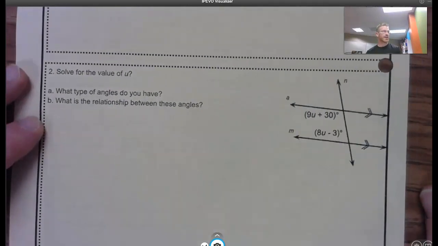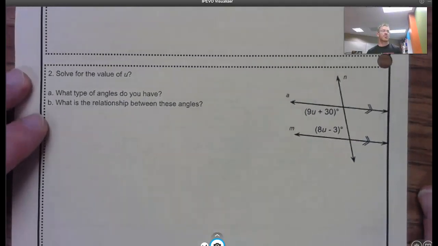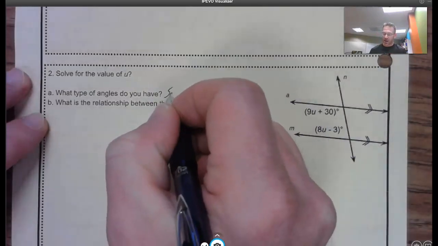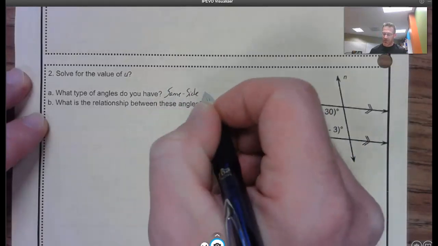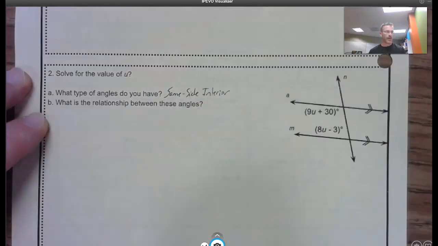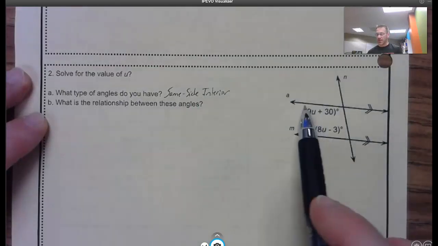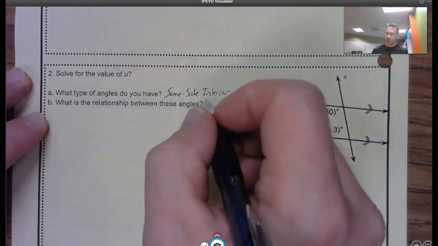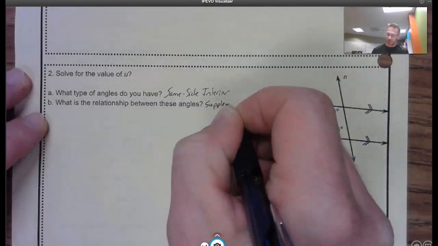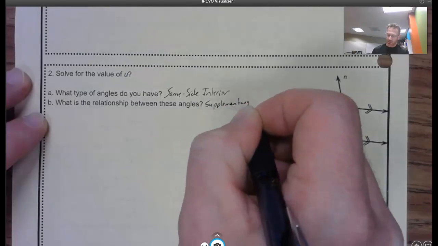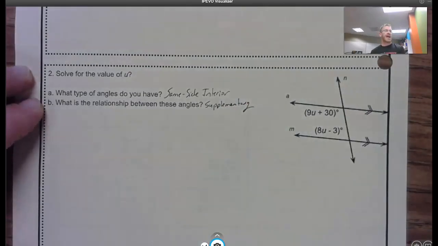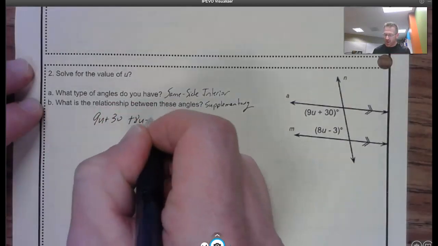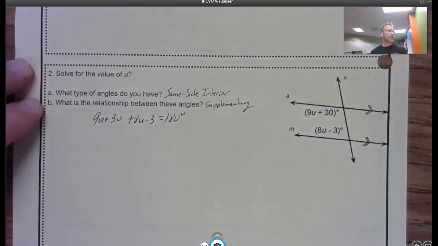Once again, what type of angles do you have? So I look at these two angles. The type of angles that I have are same side interior. Same side interior on our parallel lines here. So that means that we know that those angles should be supplementary. And remember, supplementary means they add to be 180 degrees. So 9u plus 30 plus 8u minus 3 equals 180 degrees.